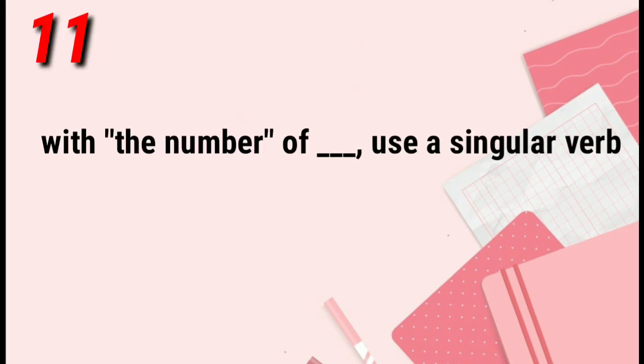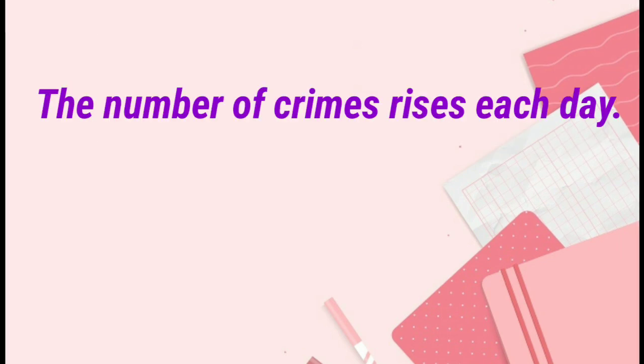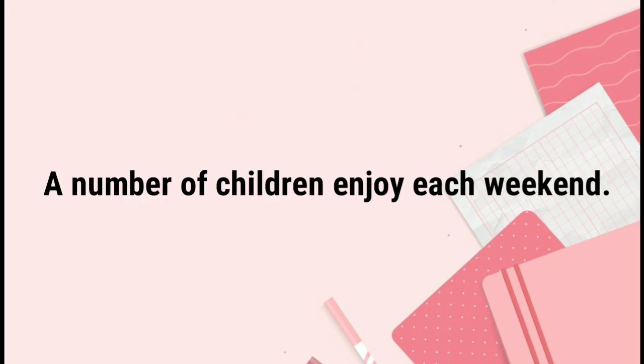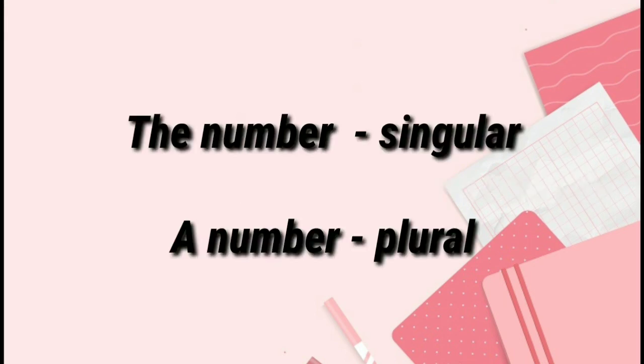So now we're down to our 11th rule. First, we have with the number of blank, use a singular verb. For example, the number of crimes rises each day. Second, with a number of blank, use a plural verb. For example, a number of children enjoy each weekend. So when a sentence uses a number, it takes a plural verb. And when it uses the number, it takes a singular verb.